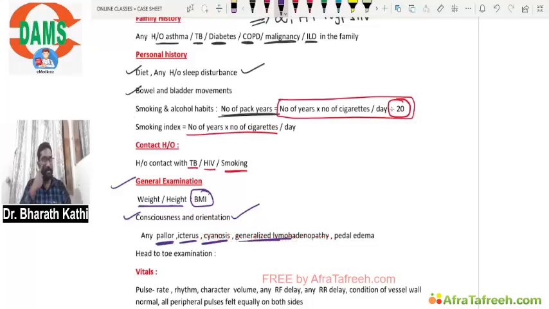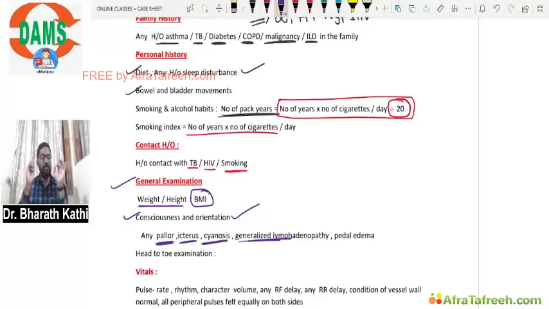Pallor you generally see in the lower palpebral conjunctiva, icterus you can see on the sclera and also the upper bulbar conjunctiva. Cyanosis usually in the tongue. You can also see it in the tip of the nose and the tip of the earlobes. Peripheral cyanosis is generally seen in the tip of the fingers and toes. For generalized lymphadenopathy, you have to check lymph nodes in the neck, in the supraclavicular area, in the axilla and also in the groin.